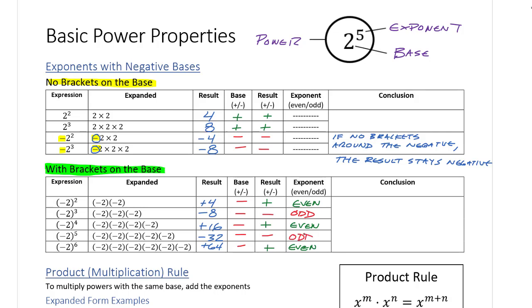All right, so I'm just going to write that in the conclusion here. Okay, so there we go. So with brackets around the negative, if you have an even exponent on the outside of the bracket, you have a positive result. If you have an odd exponent on the outside of the bracket, you get a negative result.